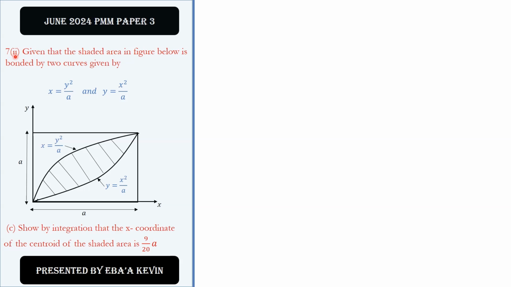The question reads: given that the shaded area in the figure below is bounded by two curves, given by x equals y squared divided by a and y equals x squared divided by a, we are asked to show by integration that the x-coordinate of the centroid of the shaded area is 9 divided by 20a. Now let us look into the solution of this question.